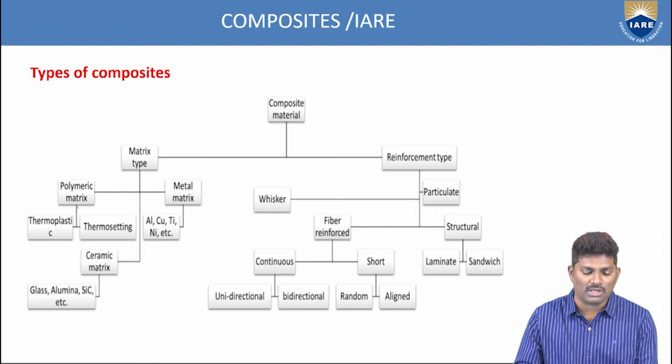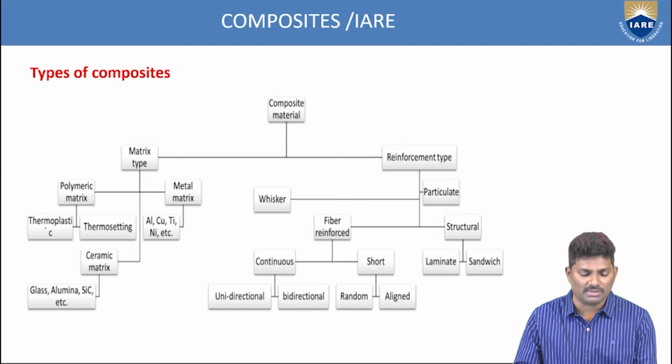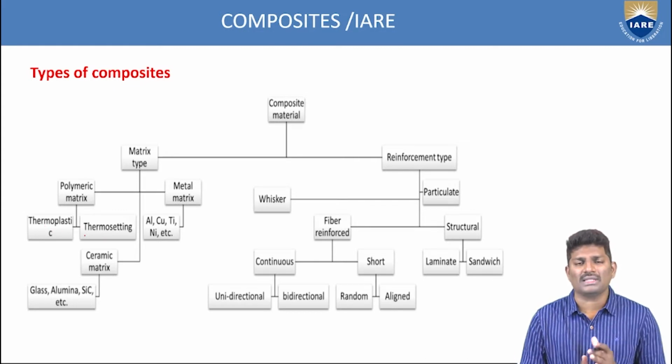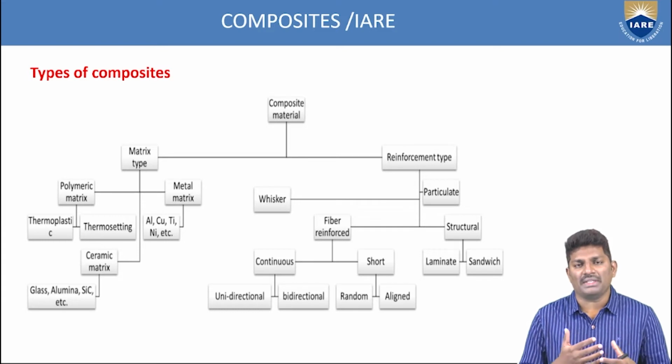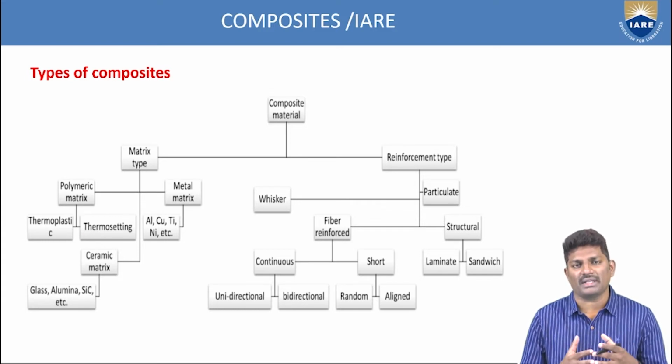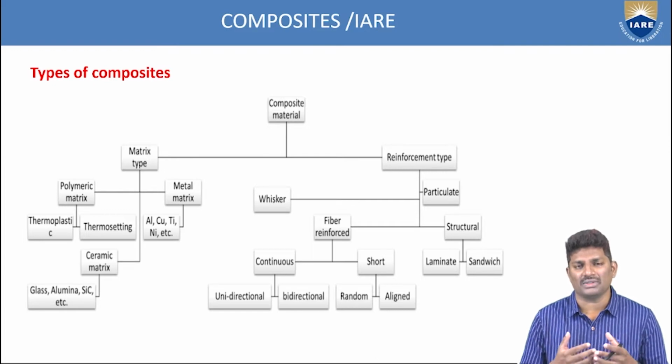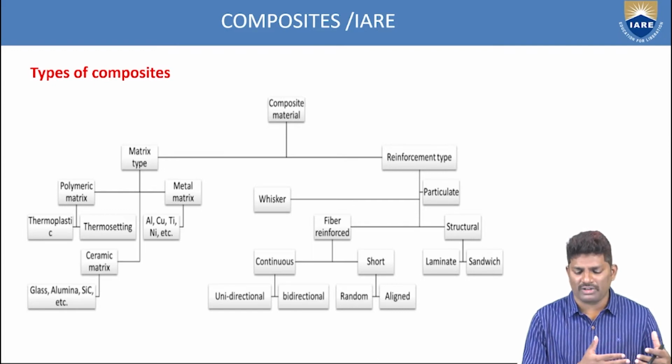And again, these polymeric matrices are classified as thermoplastic and thermosetting. All these are nothing but how the material is matrixed inside the material, how these are being combined with each other. So that has been classified into different forms.